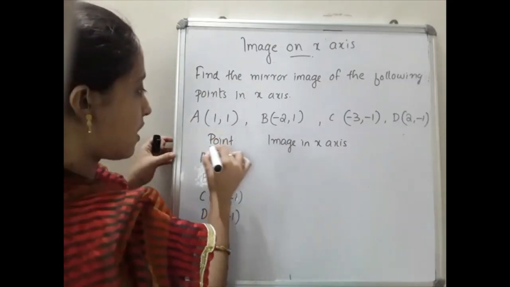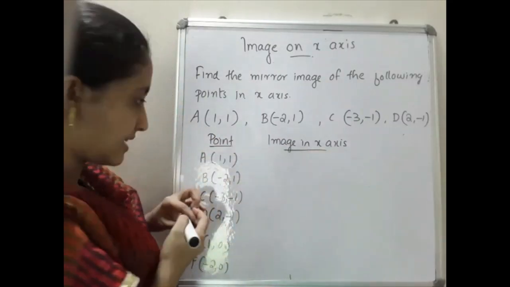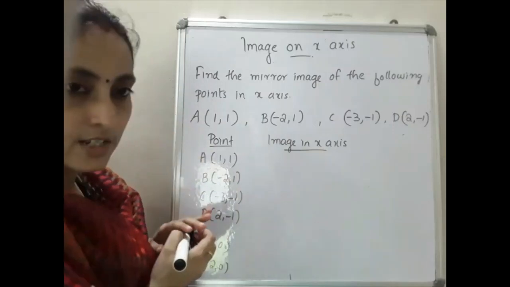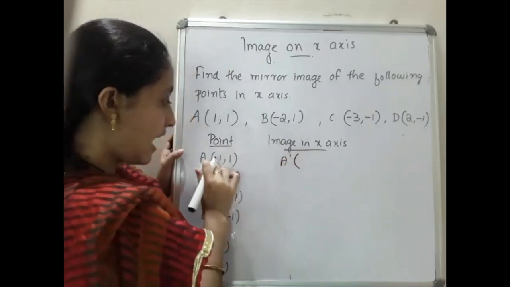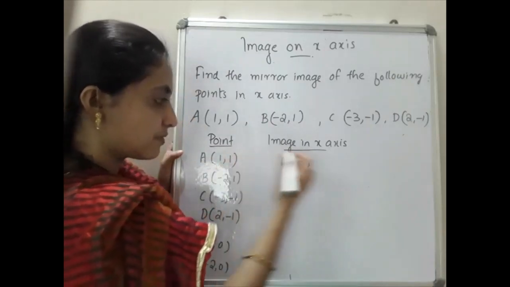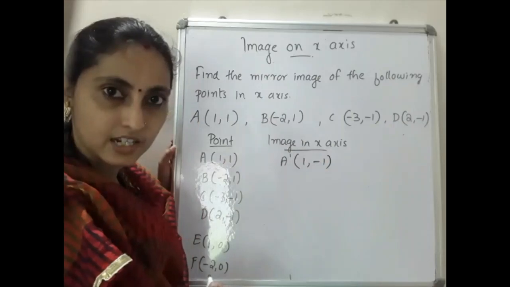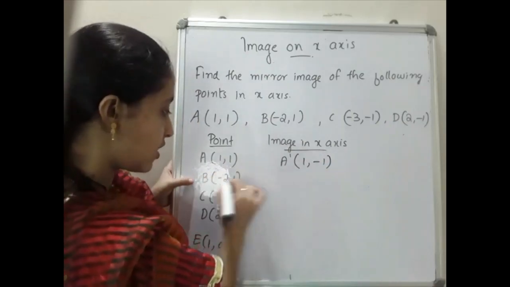We will make the table here likewise. Please listen here. This is a point and this is its image on the x-axis. The first point is A (1, 1). Can you say what the image is here? Yes, A dash will be the image, and the x coordinate is the same. The y coordinate is changing, that is minus 1. So what is the image of B?